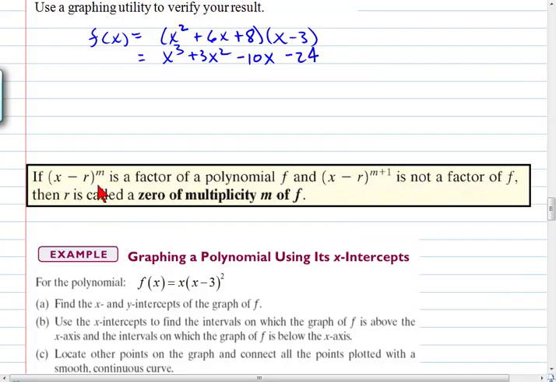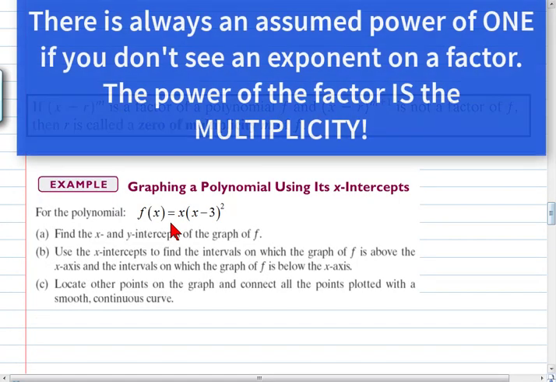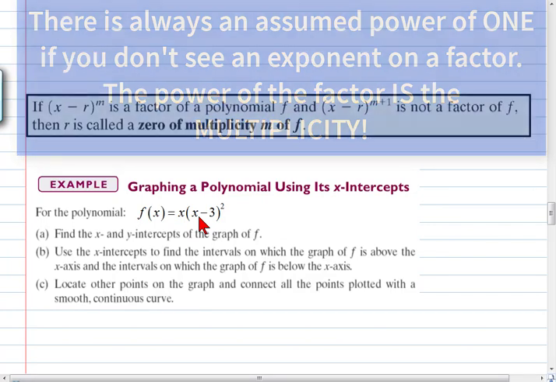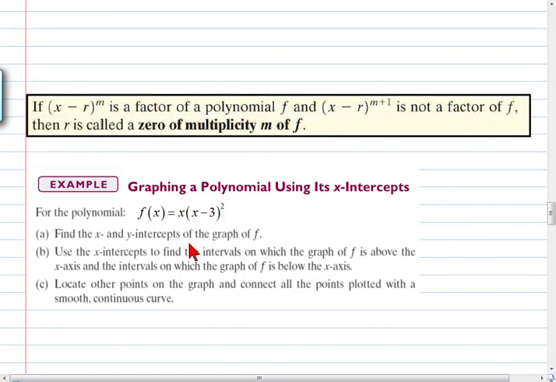If x minus r raised to the m is a factor of the polynomial, and x minus r raised to the m plus 1 is not a factor, then r is called a zero of multiplicity m. So for example, x right here would be a zero of multiplicity 1, but 3 would be a zero of multiplicity 2. So find the x and y intercepts of the graph.